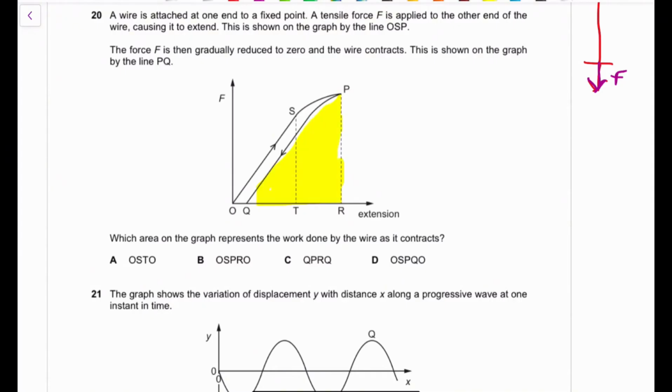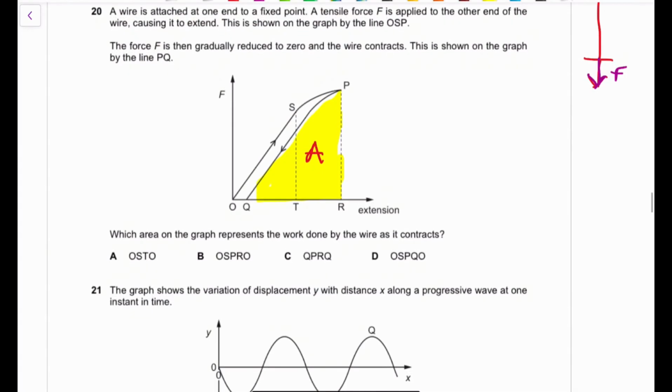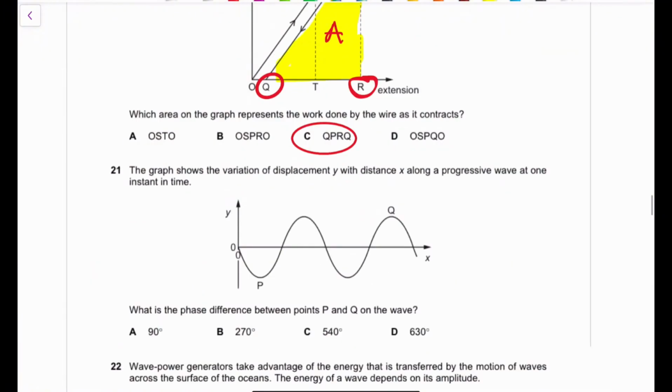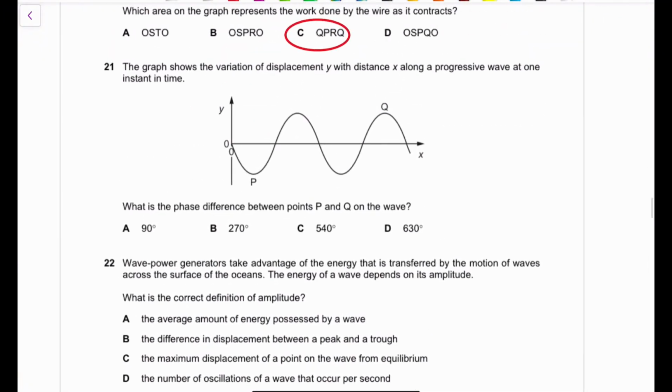So this area A, as you can see, this is actually P, okay, Q, and then R, right? Or it can be Q, P, R, Q, which is going to be RC. So the answer is C. Move on to question 21.